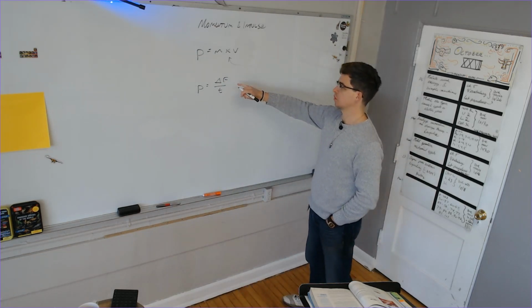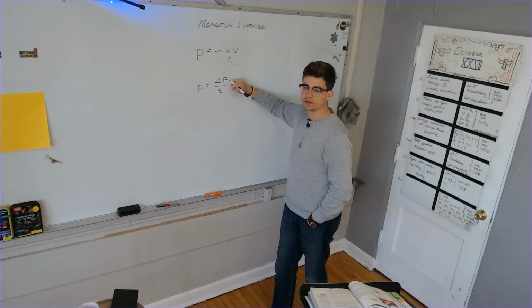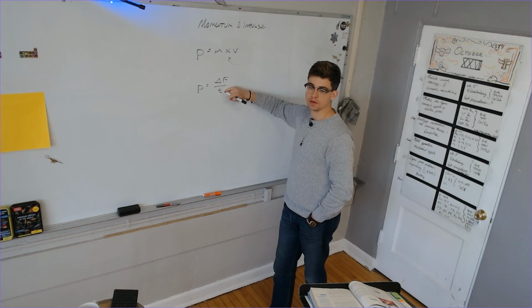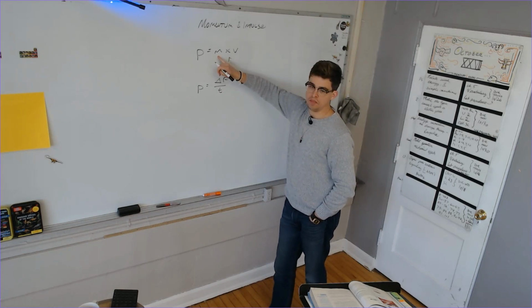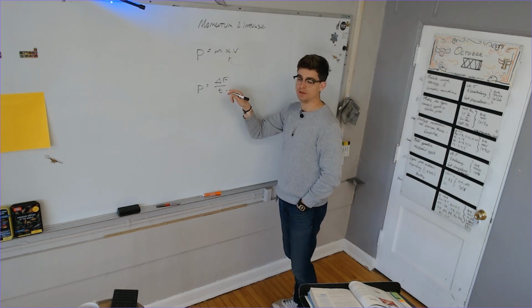You'll see that the units work out. Because remember, force is measured in newtons, kilogram meters per second squared. If we divide that by time, we end up with kilograms meters per second, which is also mass times velocity. So these two things, in fact, this is how Newton described momentum.